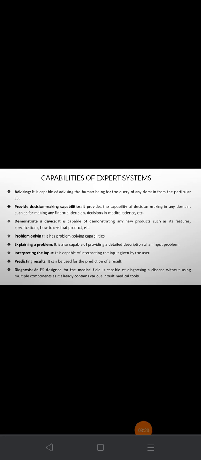It has the capability of solving a problem and explaining a problem. It is also capable of providing a detailed description of an input problem. Interpreting the input means it is capable of interpreting the input given by the user, and it is used to predict the result. And last, diagnosis. An expert system designed for the medical field is capable of diagnosing a disease without using multiple components as it already contains various inbuilt medical tools.